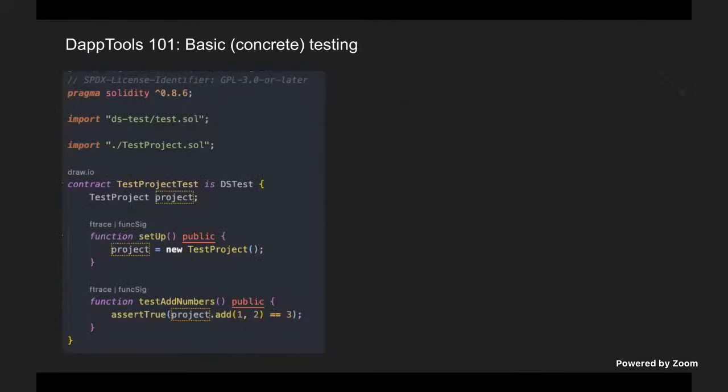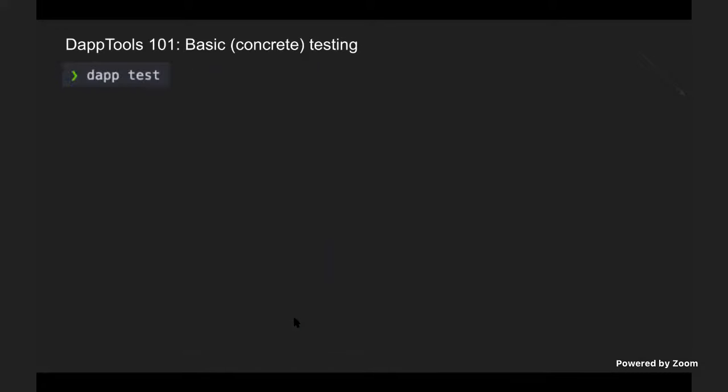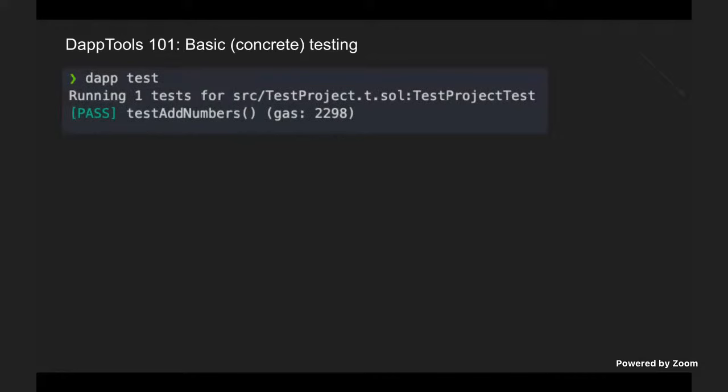So this is how we're going to test our add function. You see we call our project contract and we call add. We pass the arguments 1 plus 2. We assert that this is true, that it equals 3. So how are we going to actually run these tests? Well, we run the dapp test command. You put this in your terminal in the same directory, and you'll see this output. It runs the test, and it gives you the gas usage of the function, which is super dope. And it tells you that it passed.